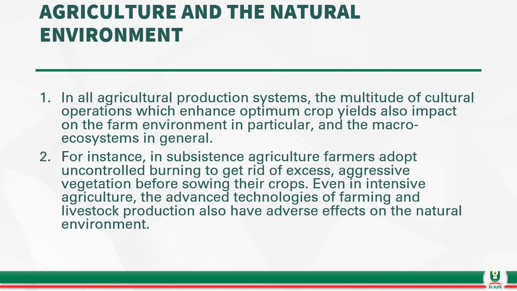For instance, now in subsistence agriculture, by now you should know what subsistence agriculture means. Farmers adopt uncontrolled burning. What these local farmers do when they want to plant is that they gather all the vegetation on the land where they want to plant, they gather it together and they throw fire into it, they burn it excessively and aggressively, not even caring about every other thing that is in their surroundings. Also, in intensive agriculture, which involves the use of technology and machinery, all these machines and technologies also have adverse effects on the natural environment.